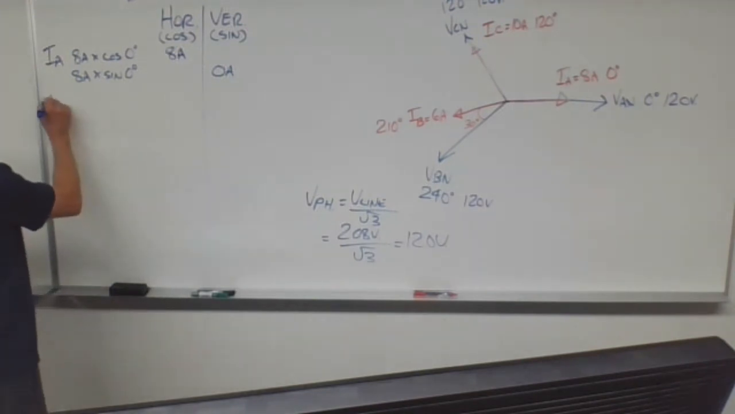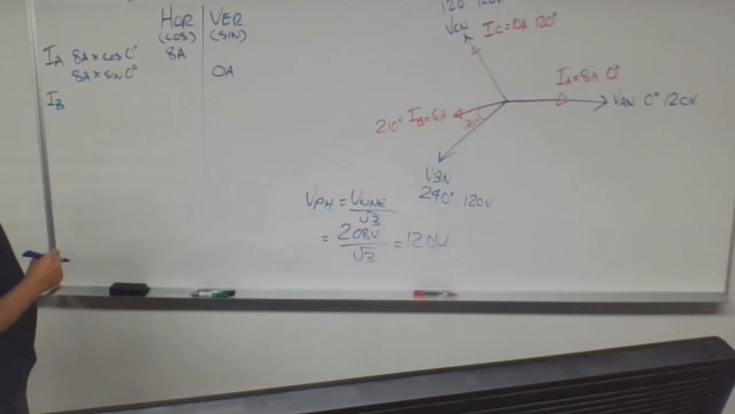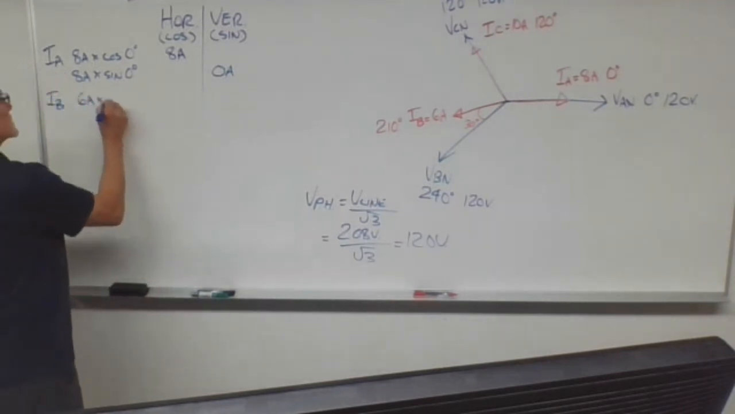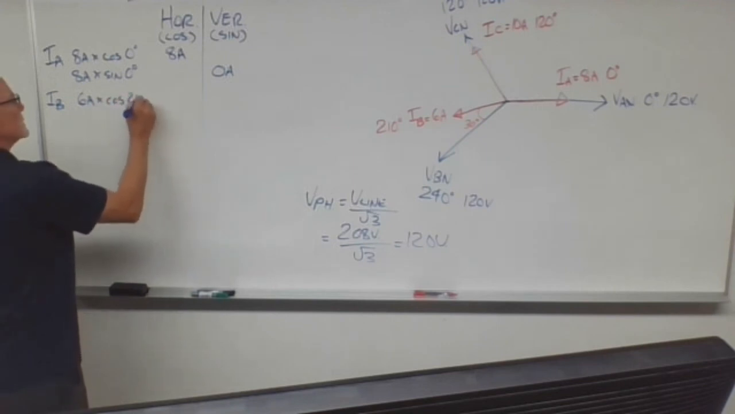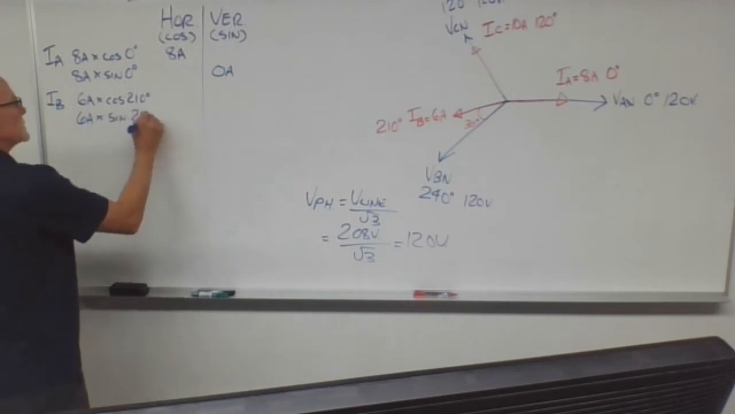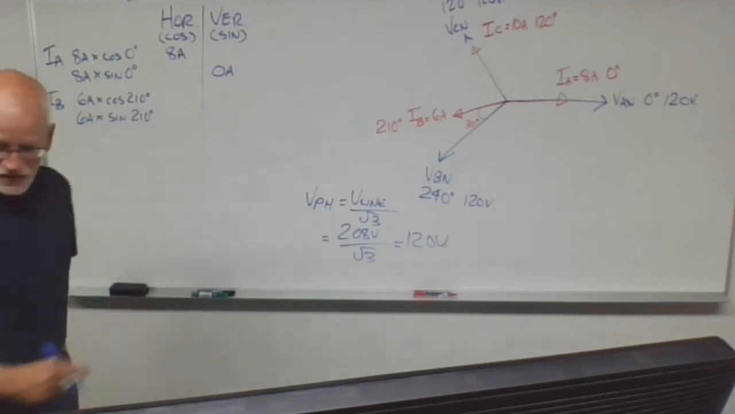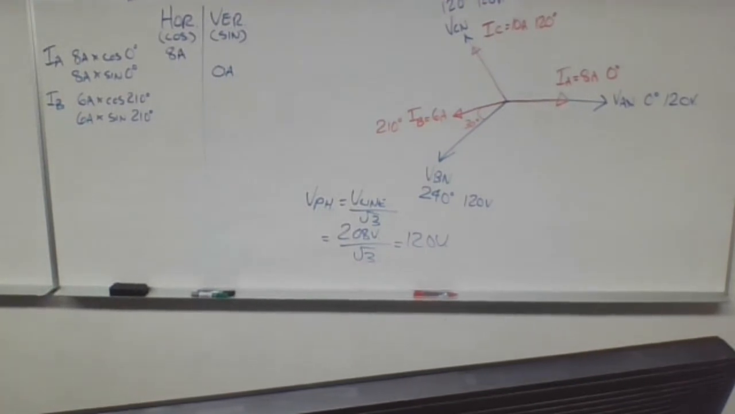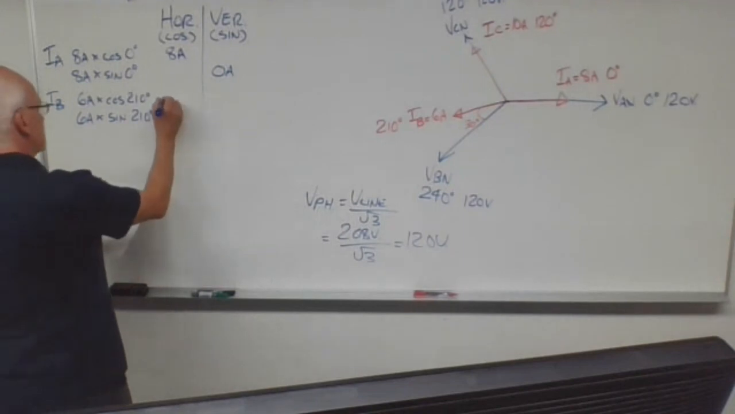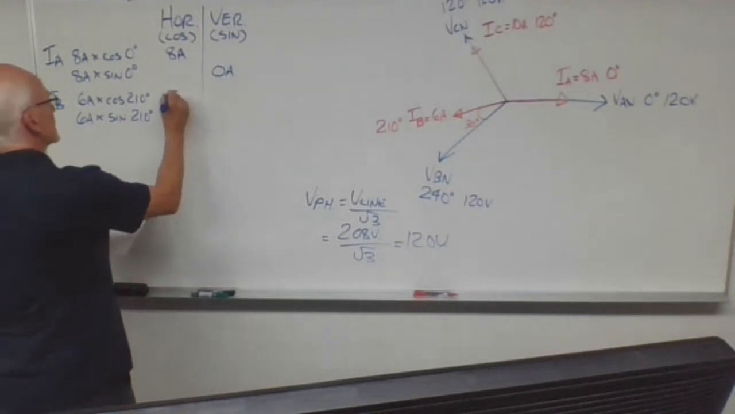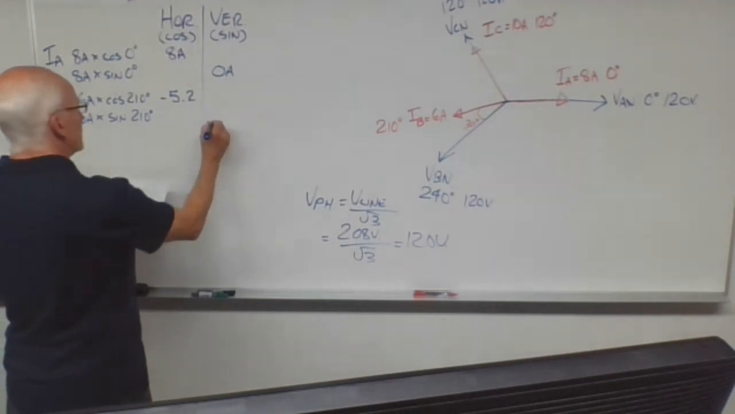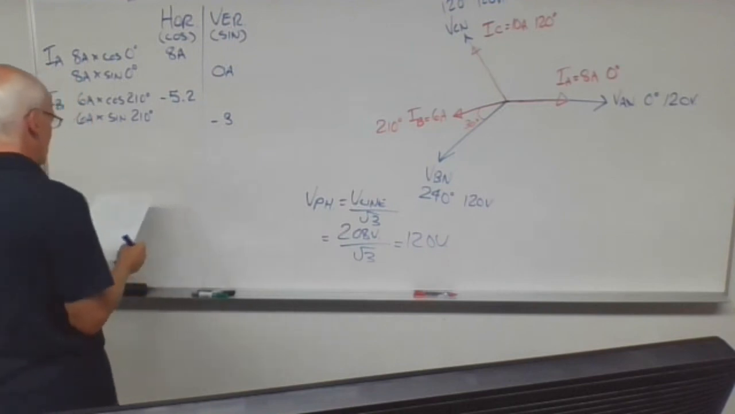Now current B. 6 amps at 210 degrees. I want to go 6 amps times cosine 210 degrees, 6 amps times sine 210 degrees. When you do those calculations on your calculator, you should get, for the horizontal part of this current, from cosine, minus 5.2 amps, and you should get minus 3 for the vertical part.